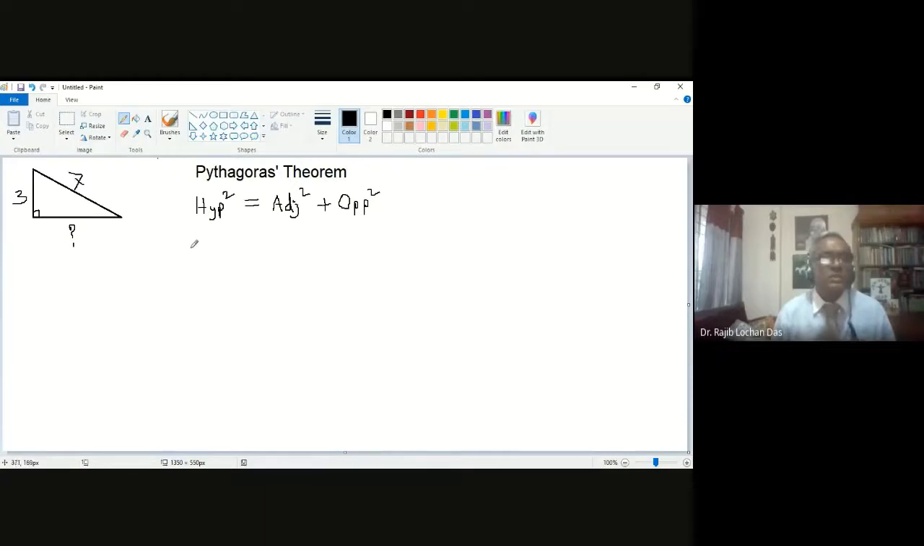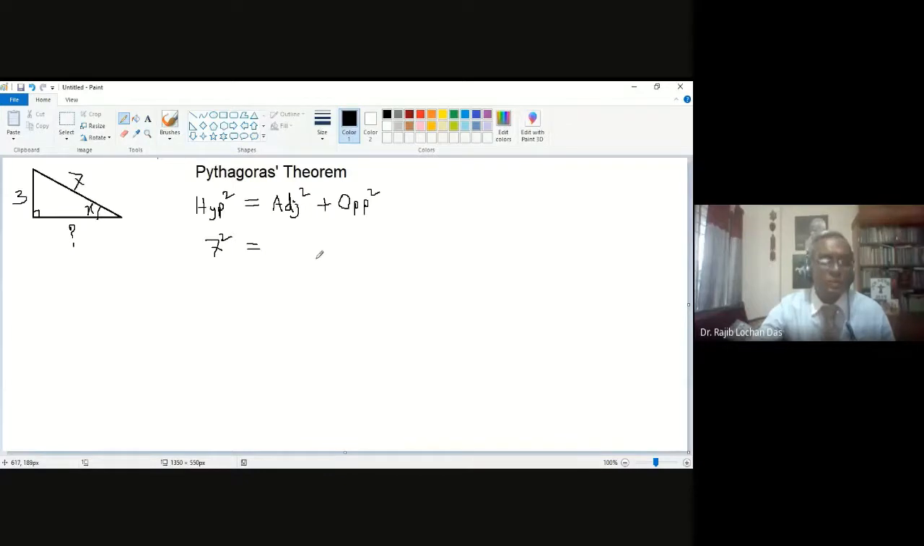Now in this case you can apply the given values. Hypotenuse is 7. It is always opposite side of the 90 degree angle, and that is 7 in this example. So now the question comes, which one is adjacent? That will depend on the angle. Say this is the angle given, x.